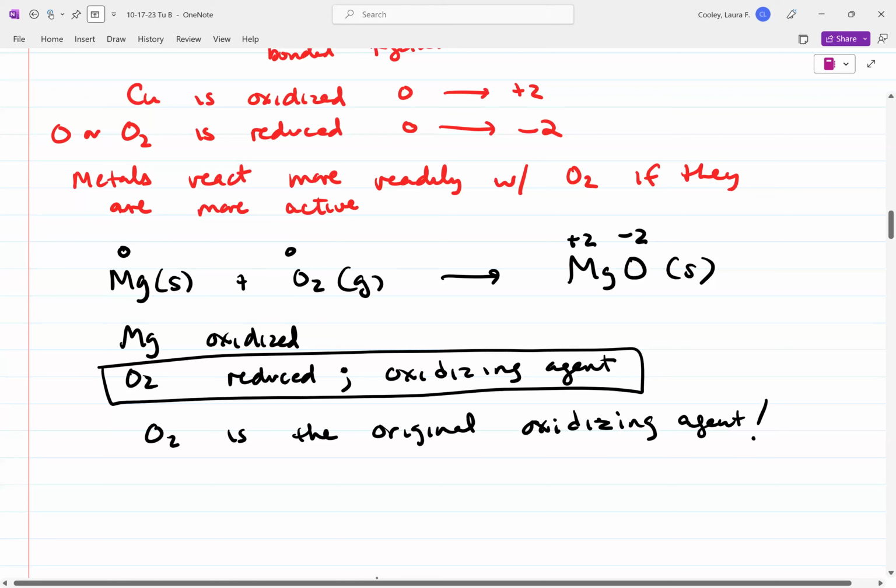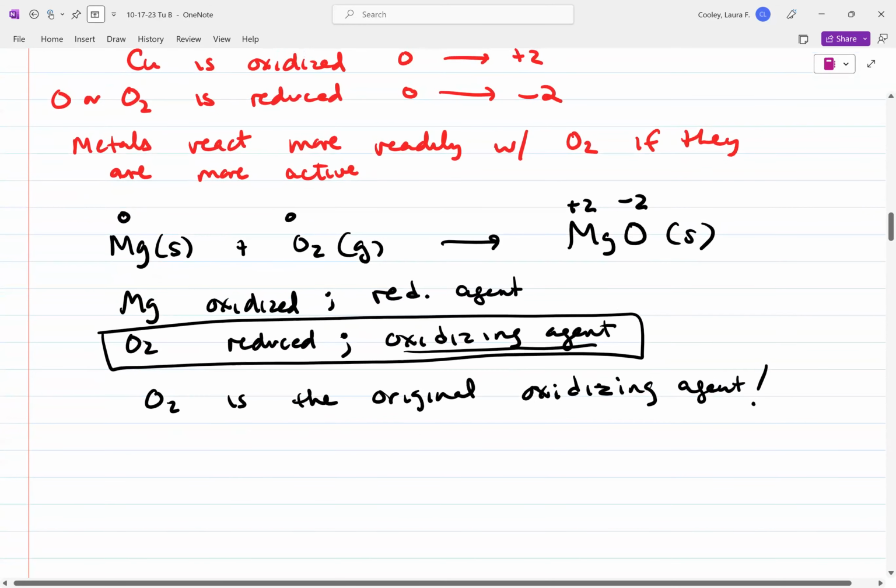Well, so the thing that's reduced is always oxidized. The thing that's oxidized is a reducing agent. It is the agent of the oxidation of magnesium. No. Something that is oxidized is the reducing agent. No, it can't be both. Although there are disproportionation reactions where it can be both, but not today.